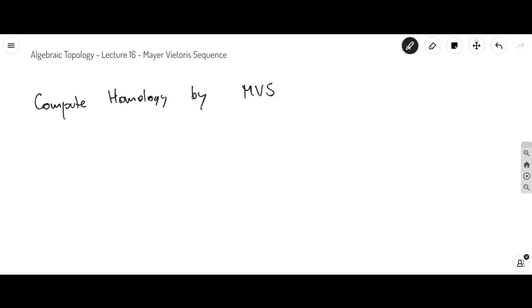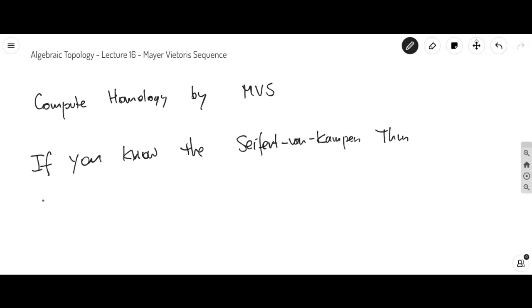And this is actually reminiscent, so if you happen to be familiar with the Seifert-van Kampen theorem, this approach, the Mayer-Vietoris approach, is similar. You can actually call it the analog of the Seifert-van Kampen theorem. Now, if you do not know the Seifert-van Kampen theorem, that is okay. You can still follow along. It's just a nice analogy.